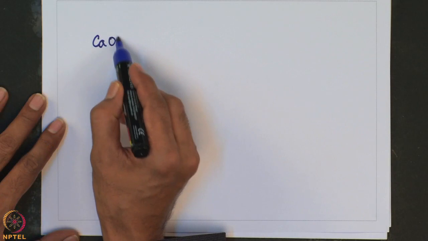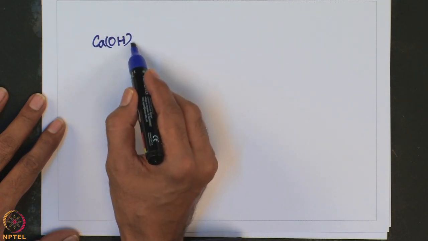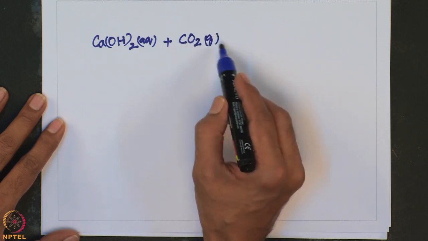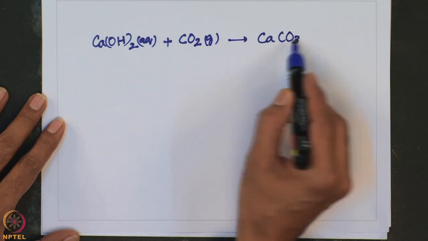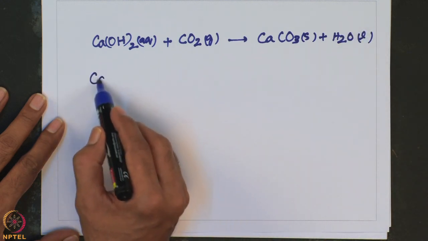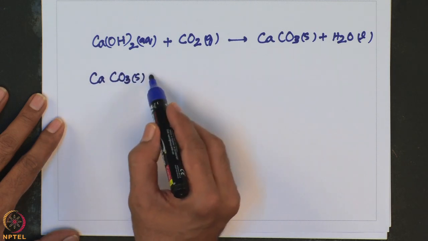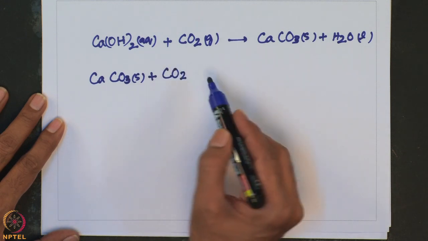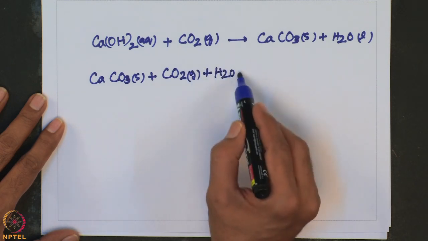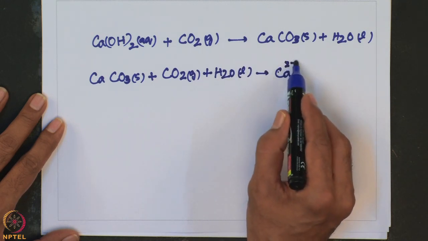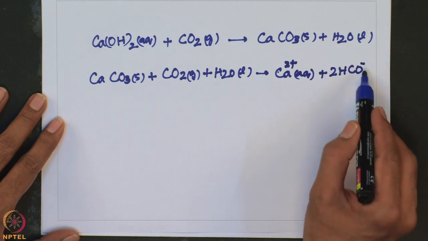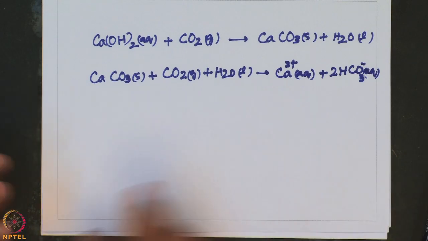You take calcium hydroxide in aqueous medium, treat this one, bubble carbon dioxide, it forms calcium carbonate plus H2O comes out. Similarly, if calcium carbonate is taken and treated with CO2 in presence of water, so this leads to the formation of hydrogen carbonate.